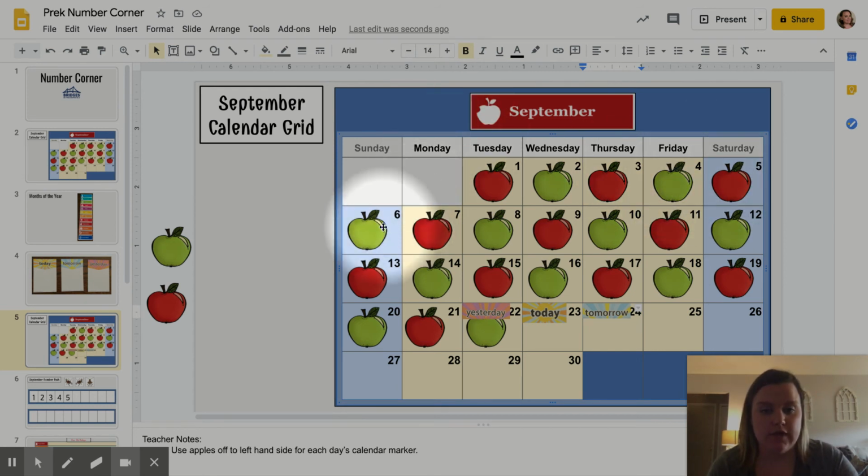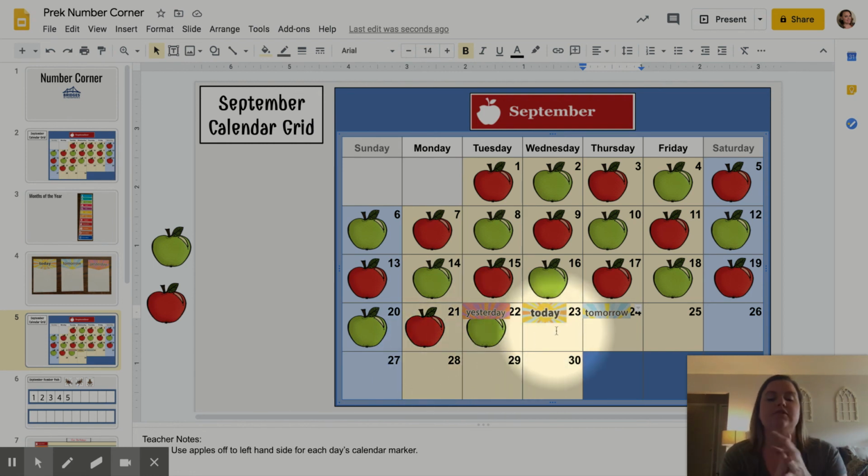Red, green, red, green, red, green, red, green, red, green, red, green, red, green, red, green, red, green.